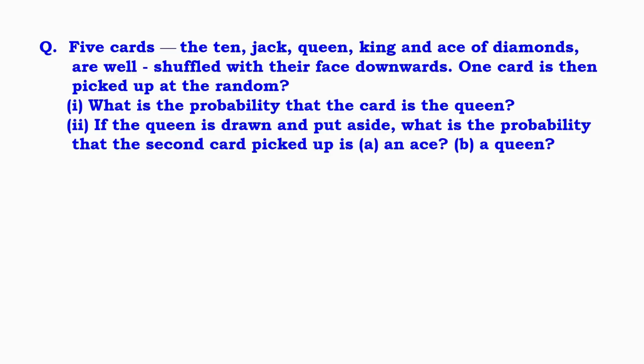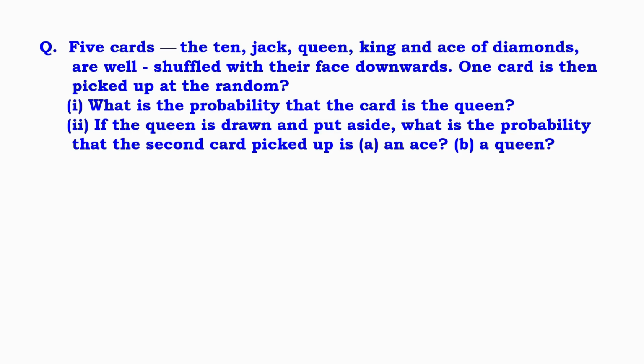Now coming to the next question. Now this is a card based question. 5 cards, the 10, Jack, Queen, King, and Ace of Diamonds are well shuffled with their face downwards. One card is then picked up at random. Now, what is the probability that the card is the Queen?